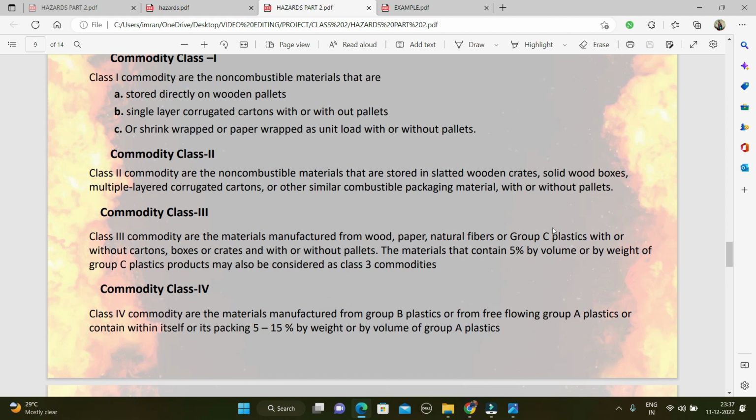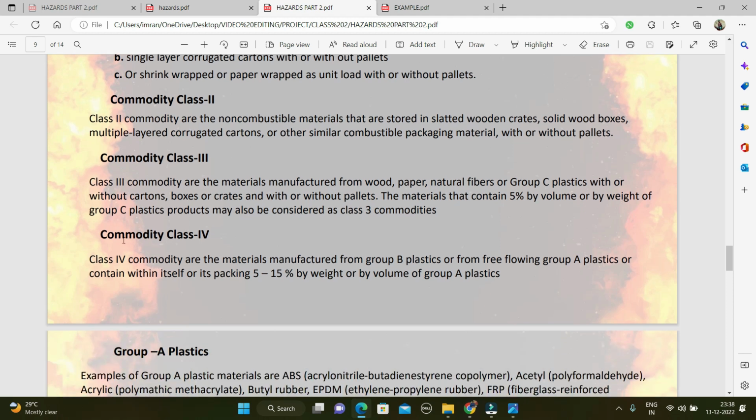when we go for designing, we will consider it as commodity class 3, and we have to decide which type of material is stored inside, and on the basis of that material we will select the classes or hazards. Okay, and now finally commodity class 4.